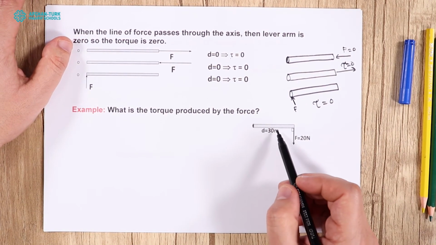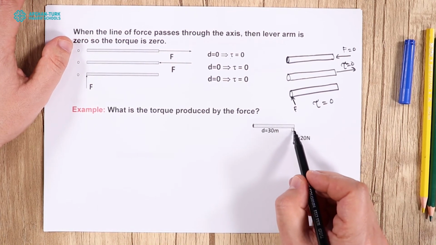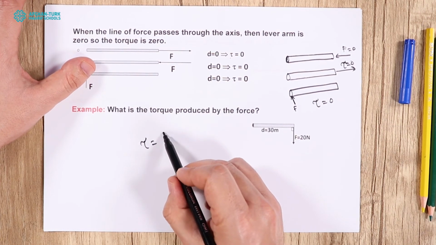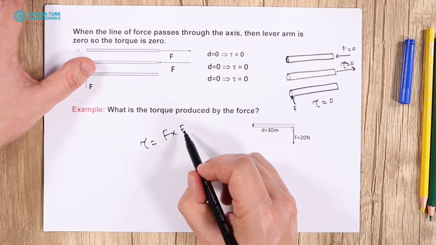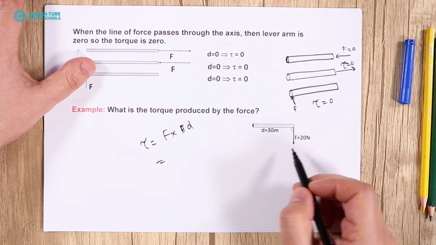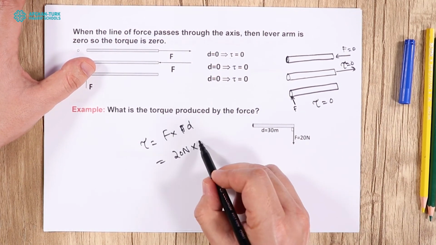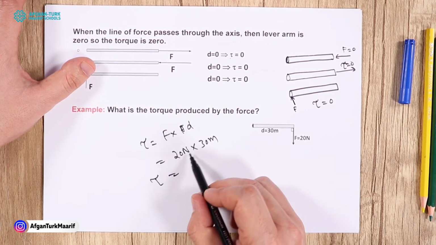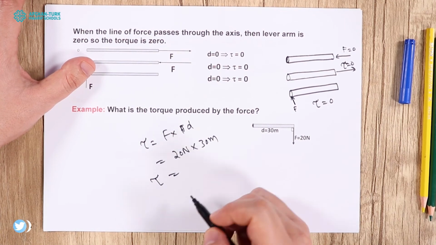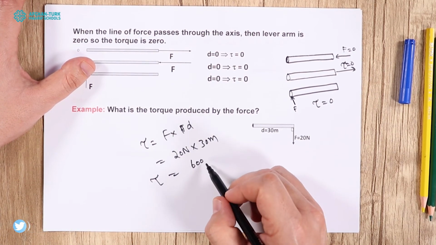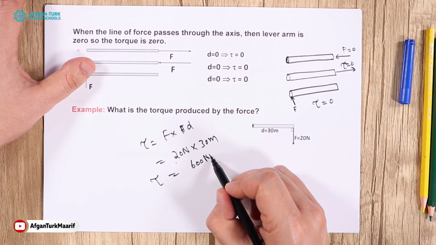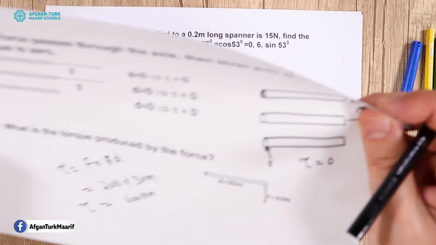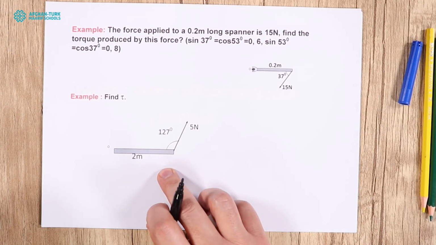Okay, let's see a simple example. First you will see the angle, and find the torque produced by the force. Very simple, it is equal to F multiplied by D. F is 20 Newton multiplied by 30 meters. So the torque produced here, 20 multiplied by 30, is how much? I think 600 Newton meter. So this is the simple example. Okay, let's see the next page. This will be your homework.